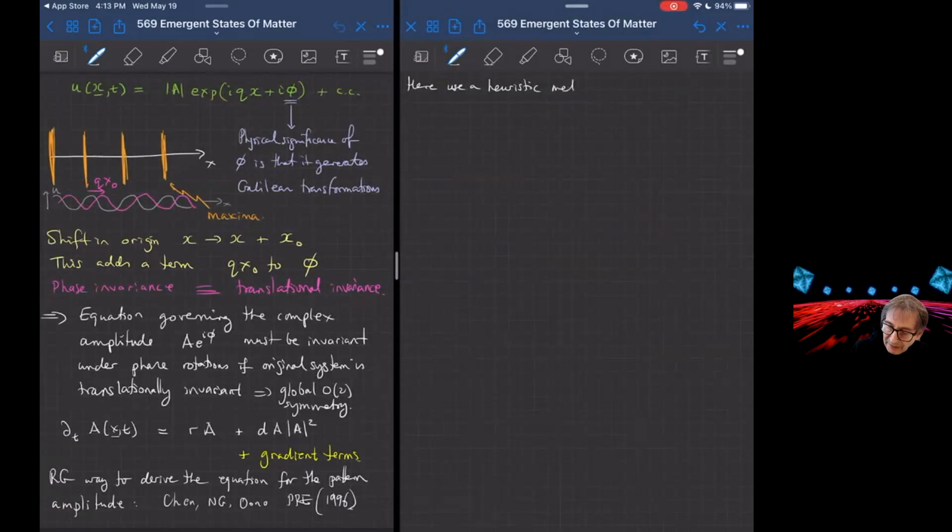So here we use a heuristic method that uses only the dispersion relation from linear stability analysis about a uniform state.